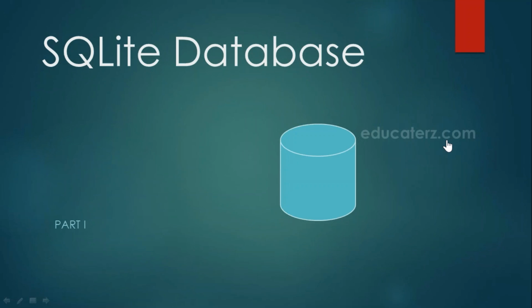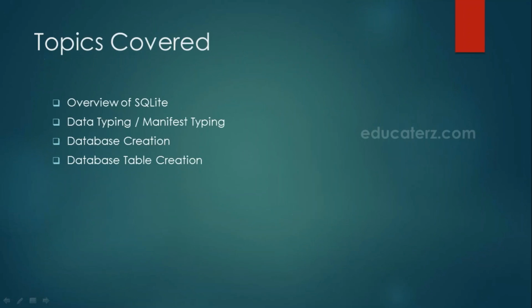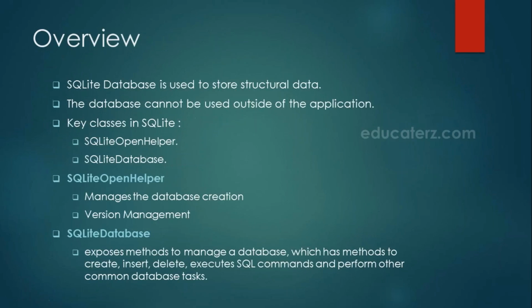In the last session, we were discussing the other storage options. In this session, we are going to discuss the SQLite database and how to store relational data in Android. Here we'll discuss what SQLite is, what the differences are between SQLite and other data storage, how to create a database, and how to create a table inside a database.